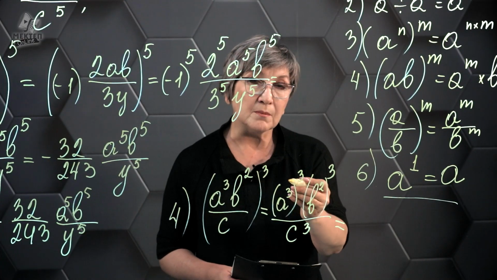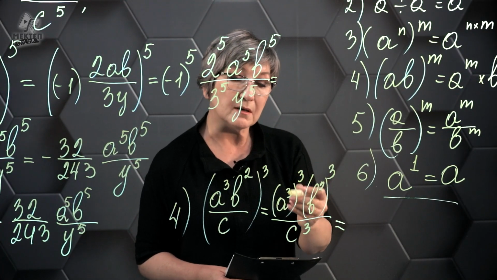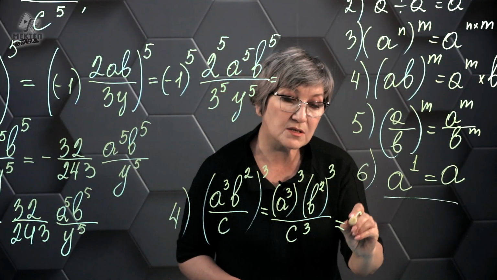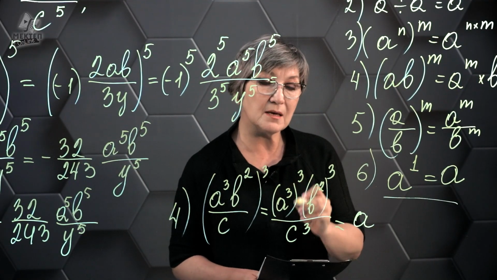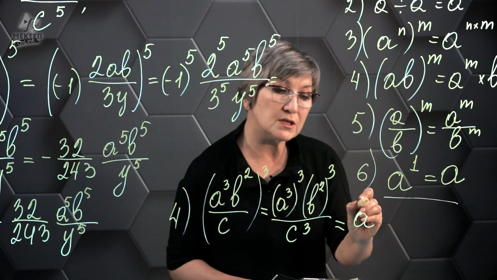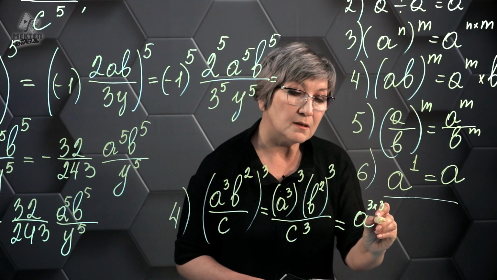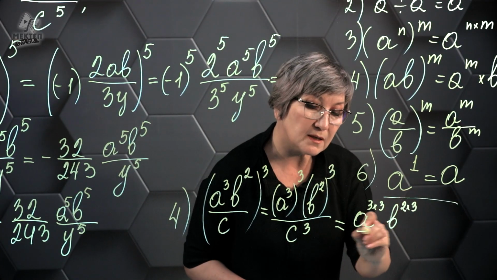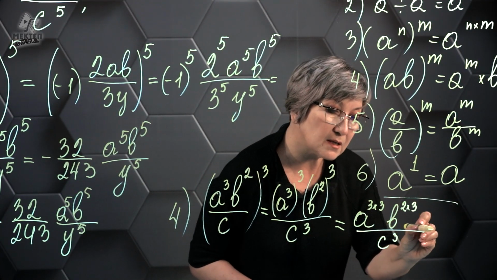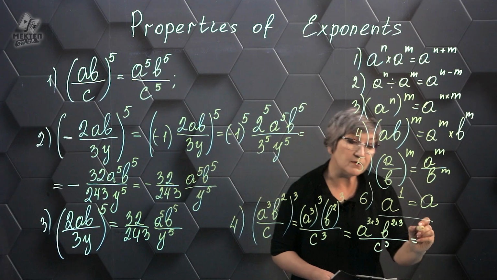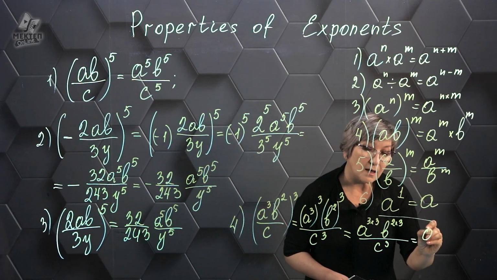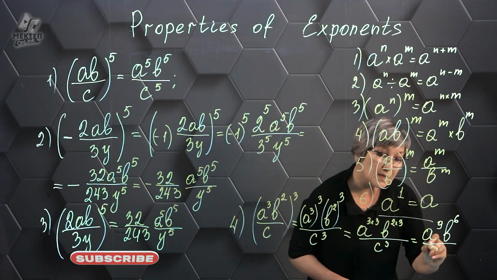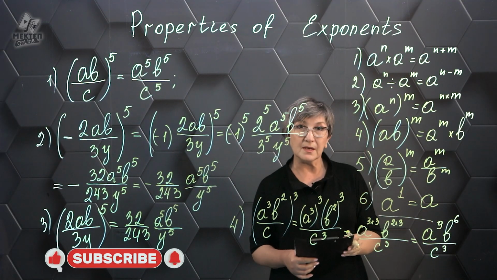But we know how to raise a degree to a power. For this, we will apply the 3rd property, and then the answer is a to the power of 3 times 3, b to the power of 2 times 3, divided by c to the power of 3. And then the final answer would look like this: a to the power of 9, b to the power of 6 divided by c to the power of 3.